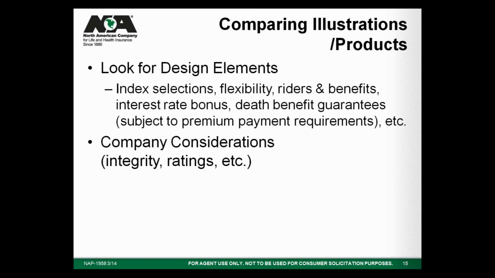Interest rate bonus: we have a contractually guaranteed interest rate bonus on the index selection for all of our IULs. Death benefit guarantees: we have products that have a death benefit guarantee out of the chute, or you can purchase a portion of the death benefit to be guaranteed as a rider. So there are a lot of different things to consider other than, okay, here's my premium going in, here's my death benefit, here's the amount of loan I'm possibly going to get 25, 30 years down the road. There's just a lot of other things to take into consideration when choosing a product.